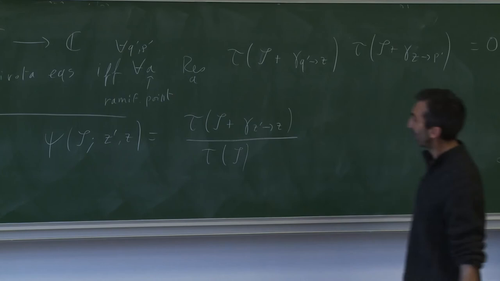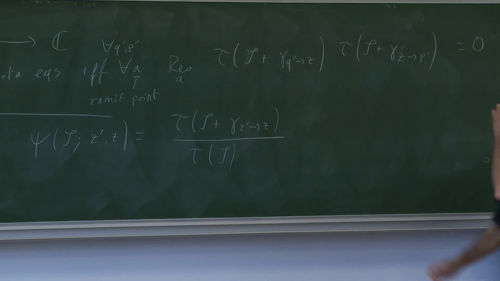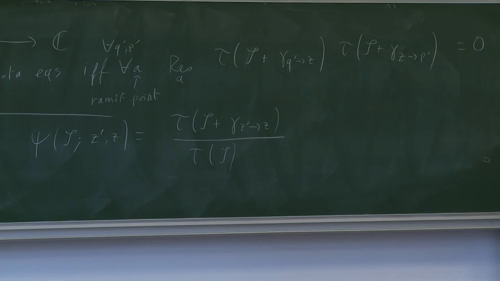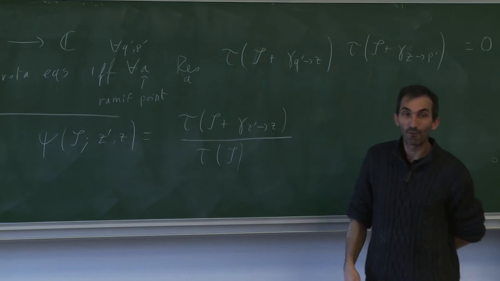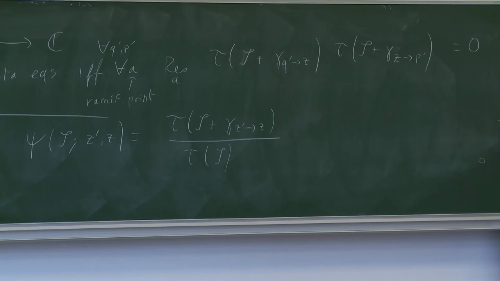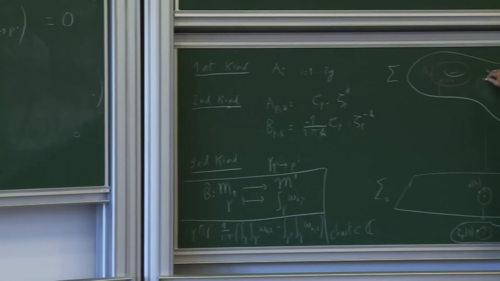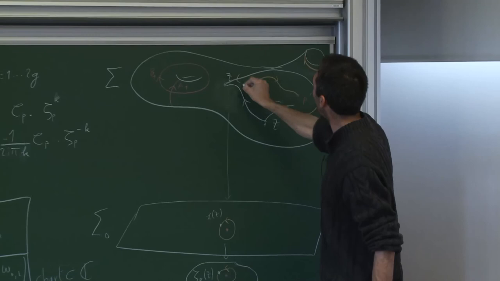In fact, I like better to write it as a divisor. But so we would like to define the Baker-Akhiezer function, and in fact, what we shall need is that we would like it to be really a function of the two points. The right-hand side here depends on the homology path to go from Z prime to Z. So we have two points, Z and Z prime. But we have a path, and if we take another path, going around a hole, you don't get the same result. You get a different psi.